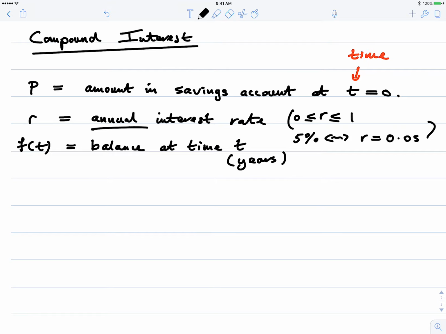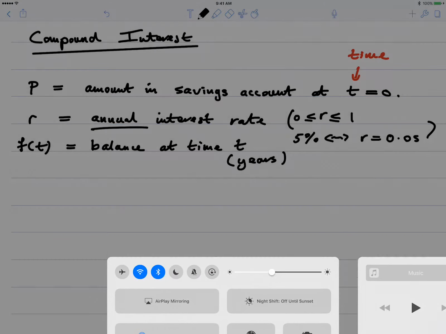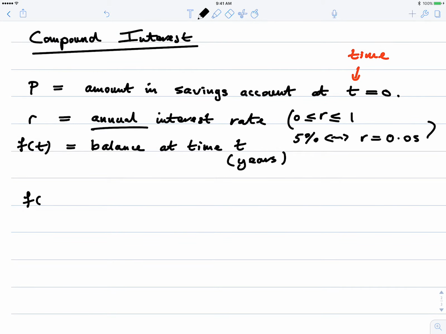Okay, so let's gradually build up the meaning of compound interest. From the notation, f of 0 is equal to P, right? That's the initial deposit. That is how much money is put in the account at time 0.